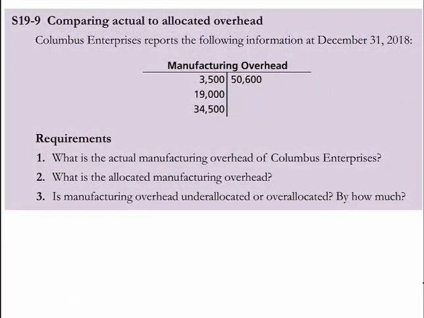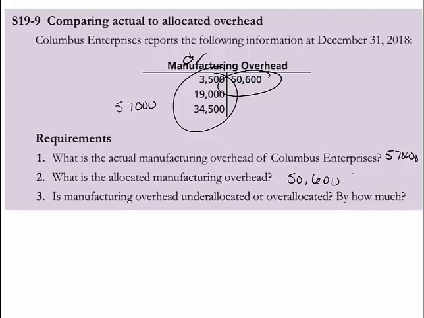So in this one, we have the following information. What is the actual? The actual is over here on the debit side. So if you add those three up right there, you get 57,000. So that's your actual. And what is the allocated? That's over here on your applied. So that's 5,600 is how much you allocated to the jobs.